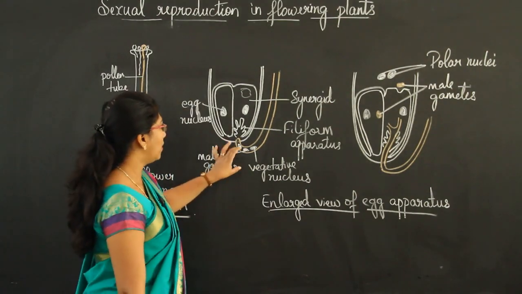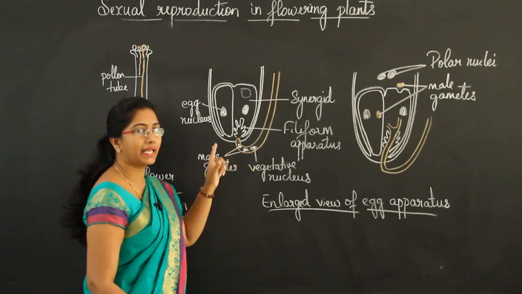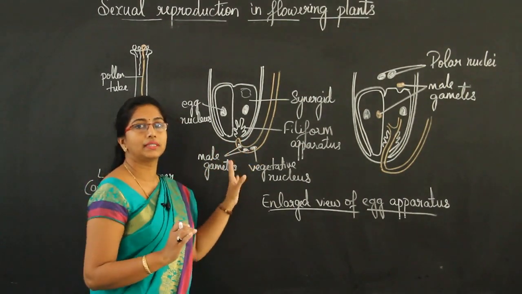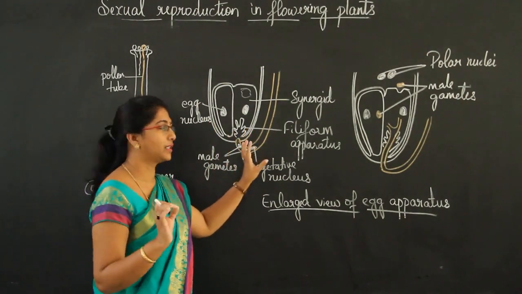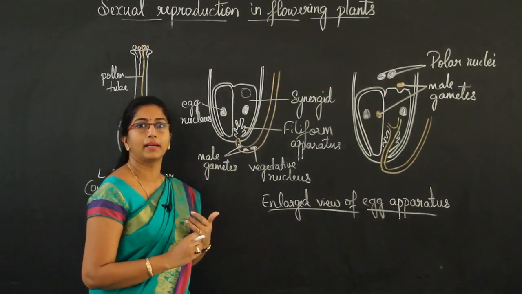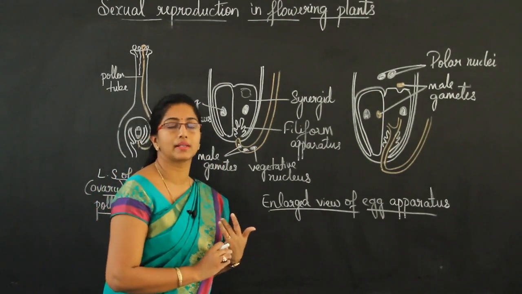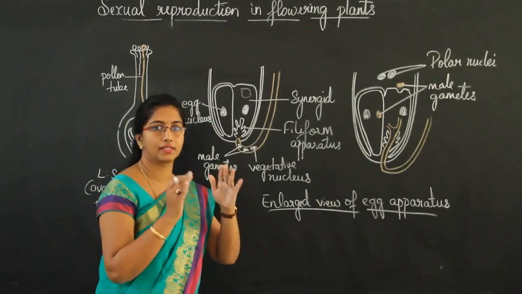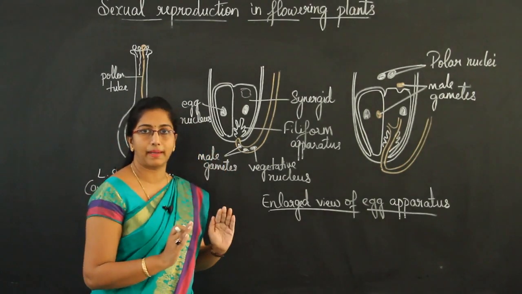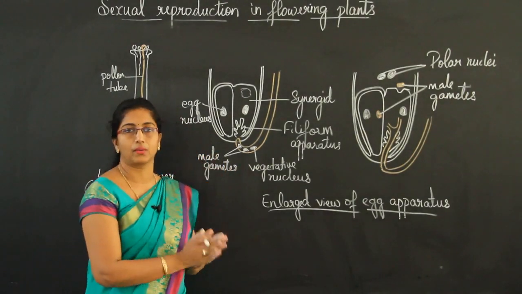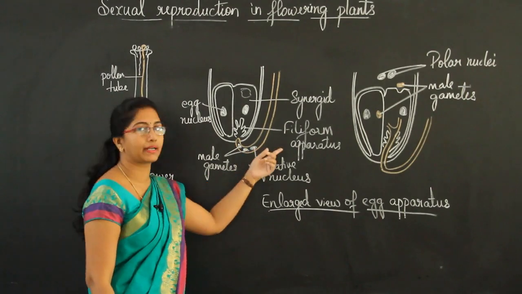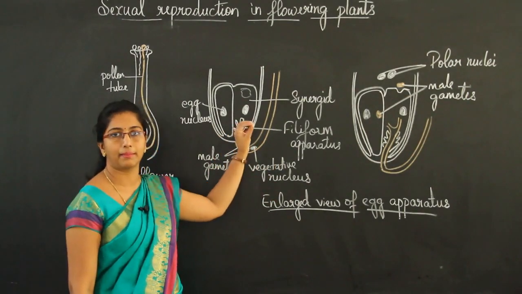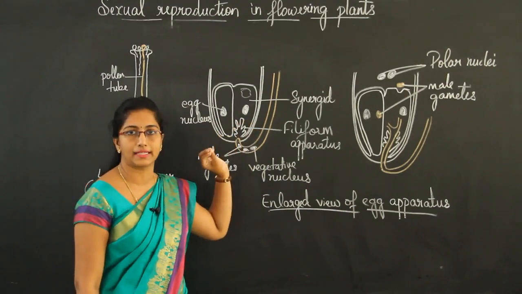So always the pollen tube will make its entry into the female gametophyte through the synergid cell, specifically through the filiform apparatus. So that's a 1 mark question. What is the function of filiform apparatus? First you need to remember, where is the filiform apparatus? It is in the synergid cell. And the importance of the filiform apparatus is that it will guide the pollen tube into the embryo sac during fertilization.